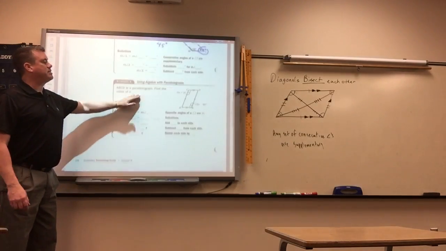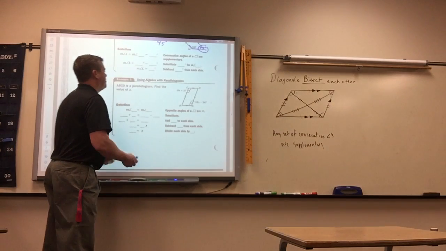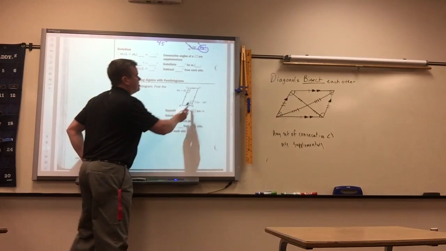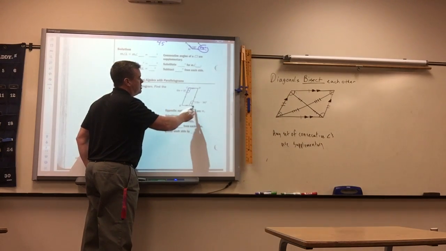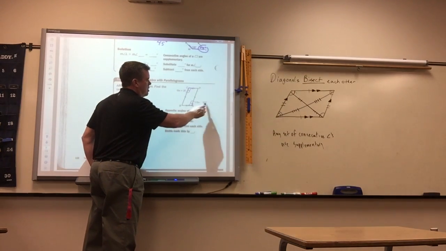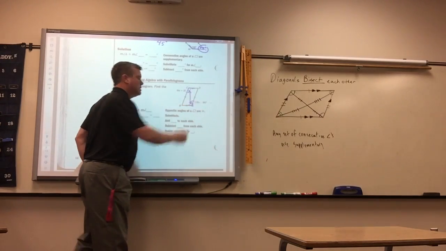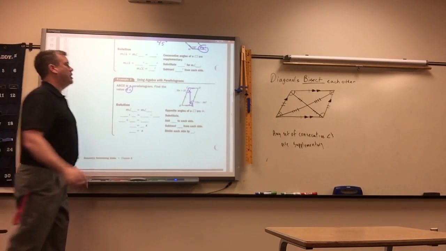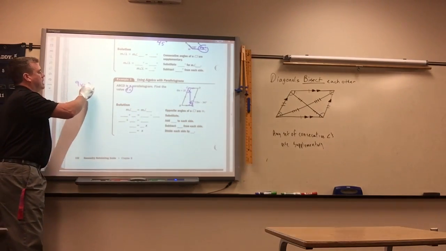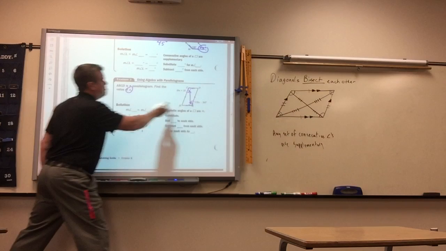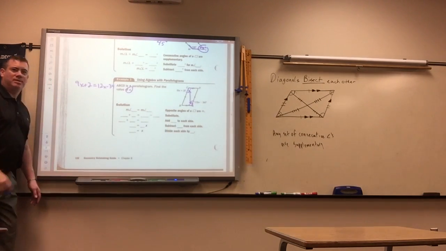So, here we've got some where you gotta write an equation. To find x, it tells us this angle right here is 9x plus 2, and this angle right here is 12x minus 34. What do you know about these two angles? They're equal. So that's your equation. 9x plus 2 has to equal 12x minus 34. And then you solve the equation.